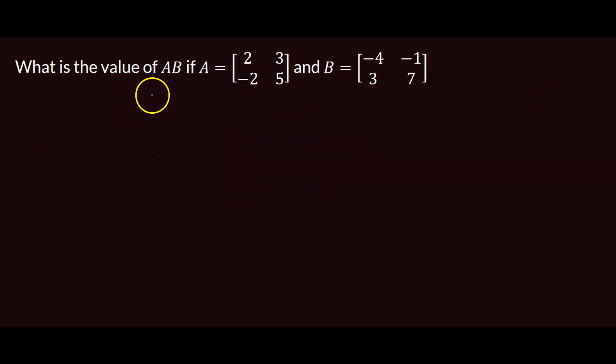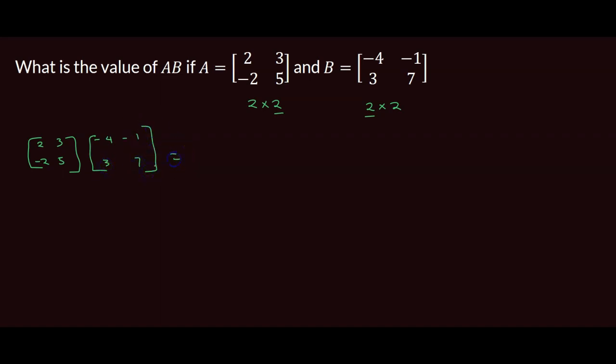So we have AB, we have A here and we have B. Let's look at this. This is 2 rows and 2 columns, so 2 by 2. And this is also a 2 by 2 matrix. And we can see that the number of columns here and the number of rows here are exactly the same. So we should expect a 2 by 2 matrix. So let's go ahead and write out the matrices. So we have 2, 3, negative 2, 5. And we're multiplying this by negative 4, negative 1, and then we have 3, 7.